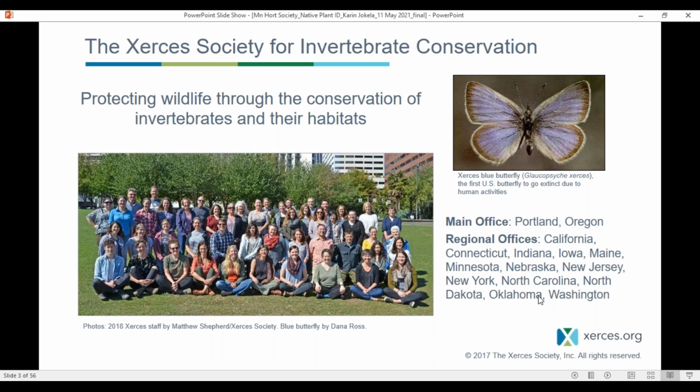You're good. Before I launch into the content, I did want to say a couple of things about the Xerces Society, the organization for which I work. We are an invertebrate conservation organization that works to protect invertebrates and their habitat. We take our name from the Xerces blue butterfly, this butterfly up on the right here, that was the first butterfly to go extinct due to human-influenced habitat loss. We're based out of Portland, Oregon, but we have staff all over the country. I'm in southeastern Minnesota down by Cannon Falls, and I cover ground in Minnesota and in Wisconsin.